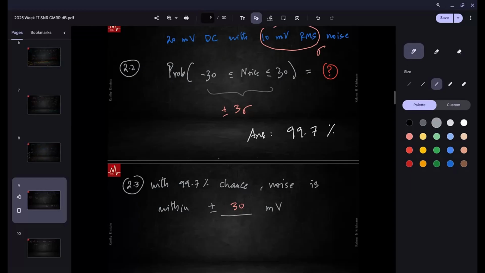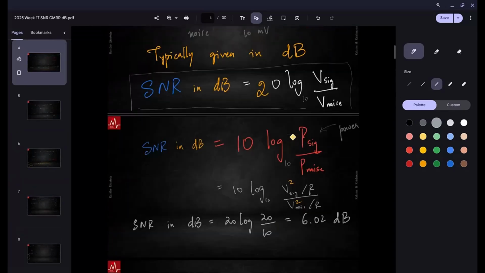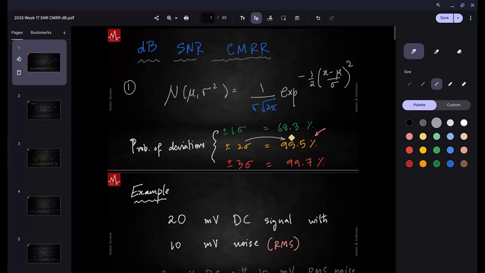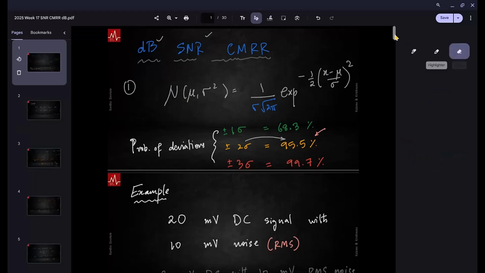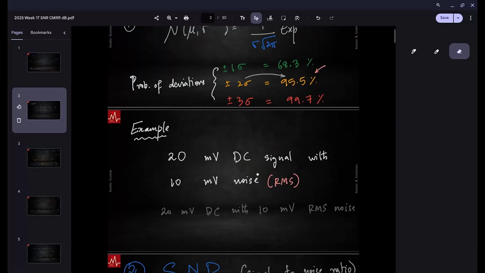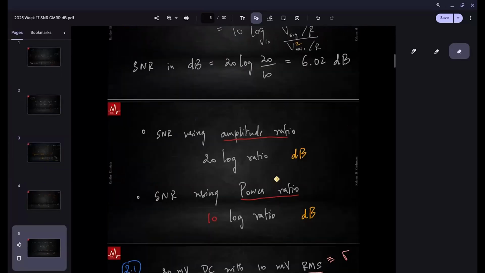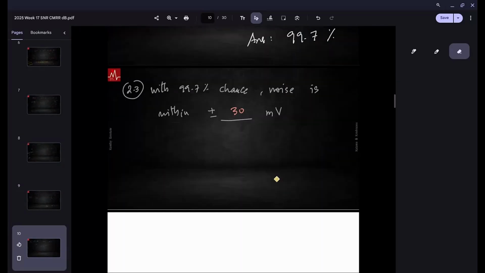Now, so we are still at SNR, but we did SNR, we did dB, we also connected that to RMS and bounds. So using Gaussian, we kind of did these two. Now we have to bring in CMRR. Okay, so our signal is 20 millivolt DC with 10 millivolt noise. All right. Okay, let's go to that.